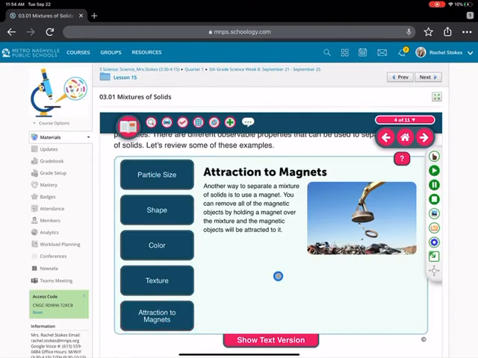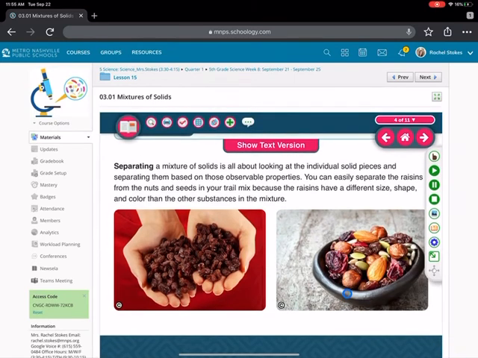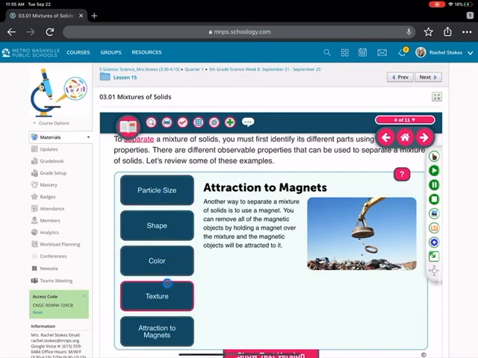Attraction to magnets. Okay, so this is another way to separate mixtures. The way that we separate this, guys, when we're talking about magnetic, is it's either attracted to a magnet or it's not. So those are the only 2 groups that it can be in. It is attracted to the magnet or it's not attracted to the magnet. And we see in this picture the magnet lifting up things that are attracted to it. Okay, objects that are magnetic. So you could separate mixtures of solids into different groups based on these 5 observations that we can make, okay?